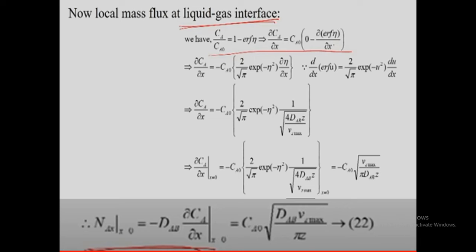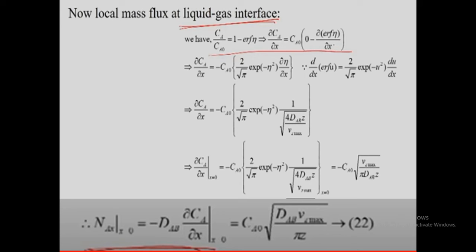Okay. Yes. Finally dou CA by dou x is equal to minus CA naught into 2 by root pi exponential of minus eta squared. What do you do here? Dou eta by dou x. What is the eta value? x by root of 4 into DAB z by Vz max. So with respect to x, differentiating x gives 1. That's why dou eta by dou x is equal to 1 by root of 4 into DAB z by Vz max. Are you clear or not? Okay. Yes. After that we have to substitute x equal to 0 in this expression.